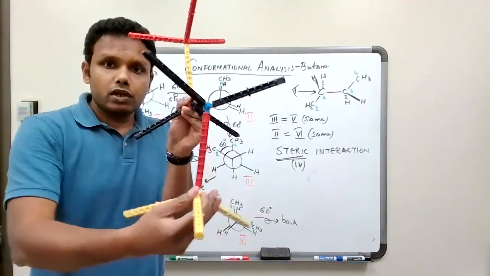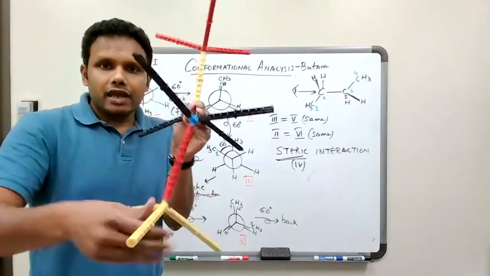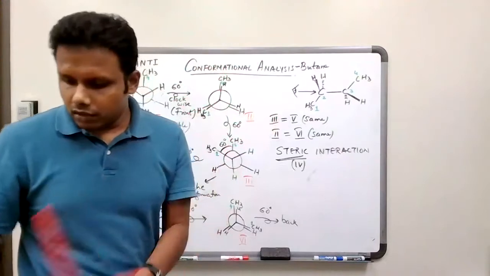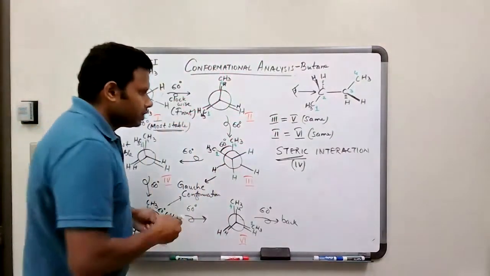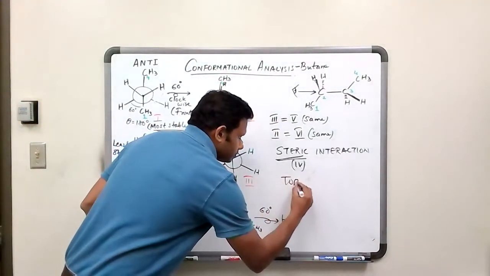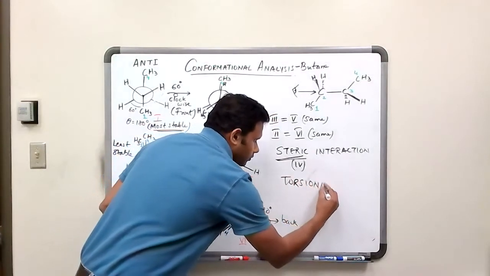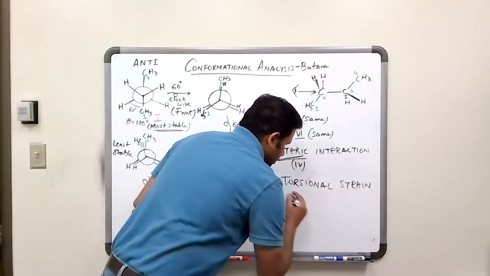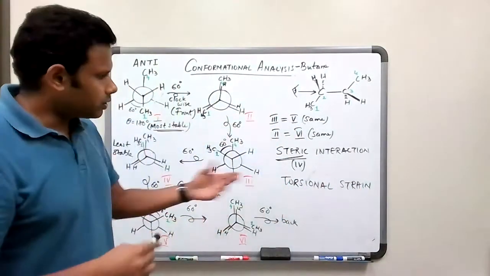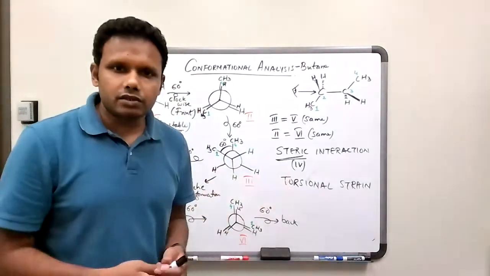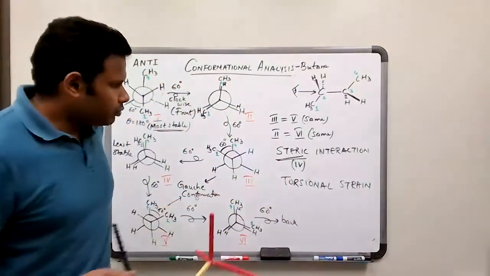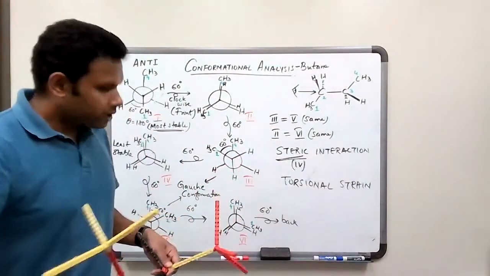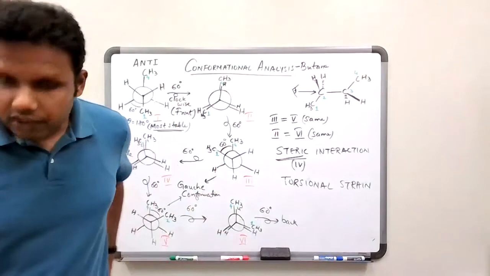So it has to overcome an energy barrier, and that causes a strain in the molecule, and that strain is called torsional strain. Torsional strain. And the energy that's required to overcome this strain is called the torsional energy. Those things, again, read in the textbook. So you can find these things in the textbook. But that is the conformation analysis of butane.